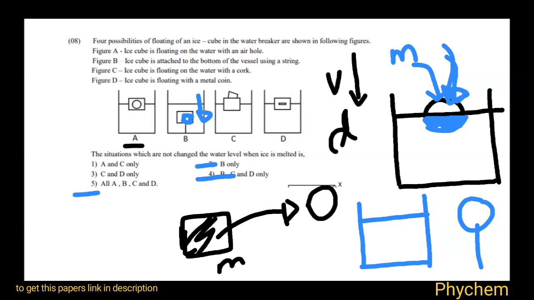So they're asking for the not change. So the answer is only one. The first answer is the only correct one. In A and C, the water level is never going to change. Meanwhile, B and D will be reduced. Okay.